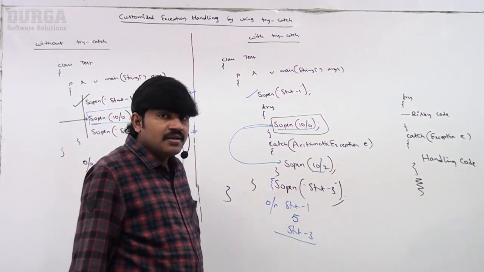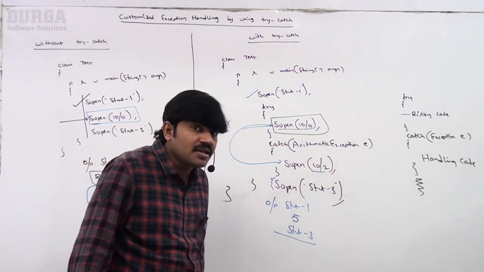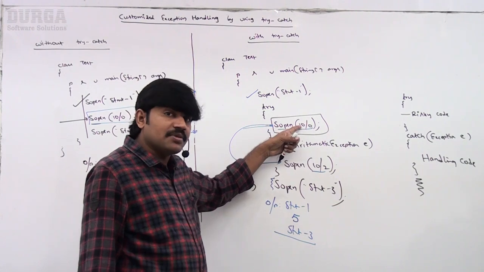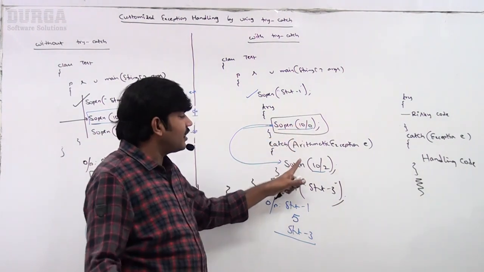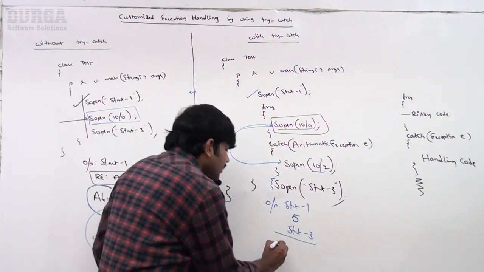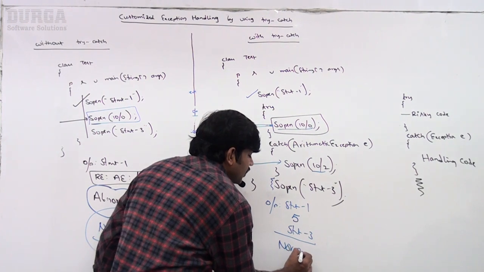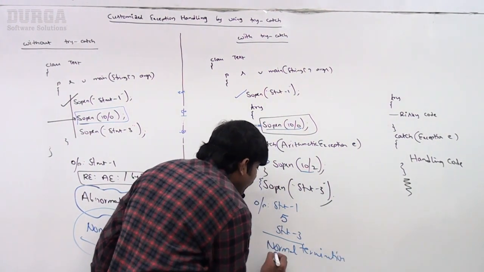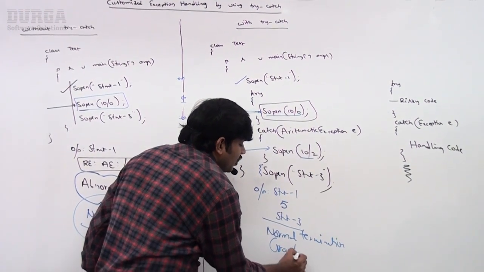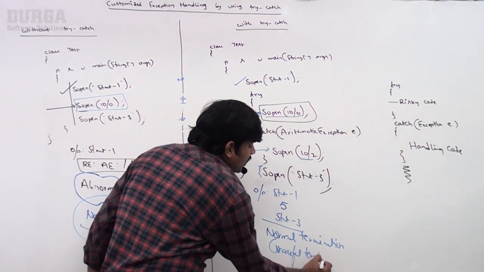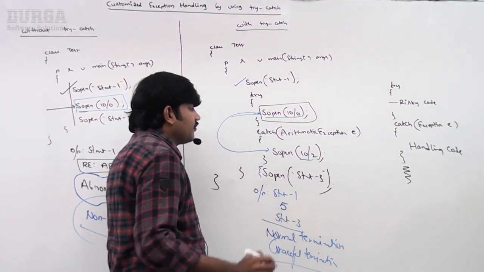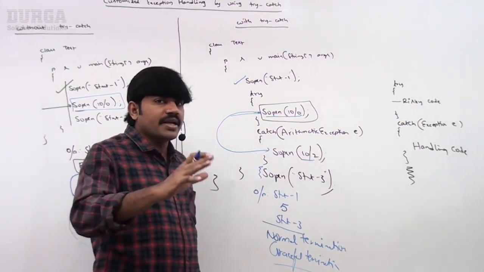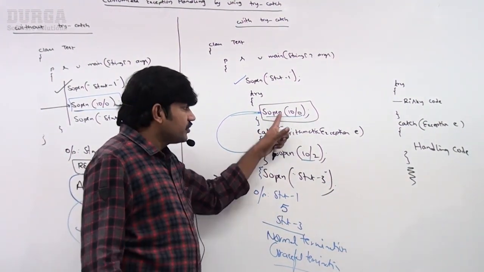Can you please tell, is it normal termination or abnormal termination? Normal termination. Even though something goes wrong, we handled that by using the catch block. It is a normal termination, a graceful termination. We are not going to miss anything, sir. This is the way how you can handle exceptions by using try catch.